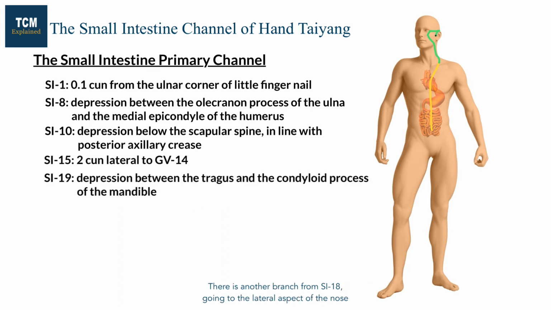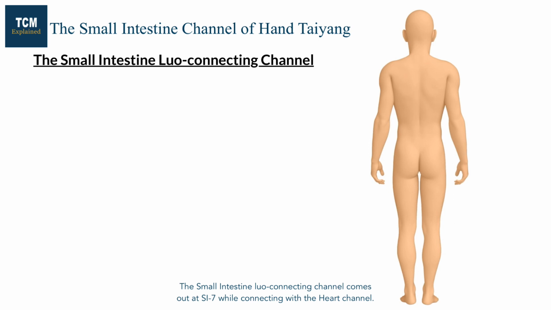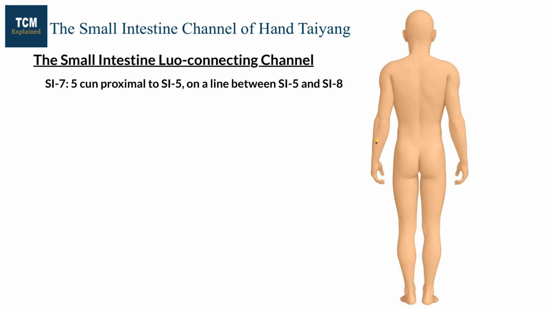There is another branch from SI18 going to the lateral aspect of the nose and to the inner canthus to meet the bladder channel at bladder 1. The small intestine luo-connecting channel comes out at SI7 while connecting with the heart channel. It goes up the arm to the shoulder at LI15.